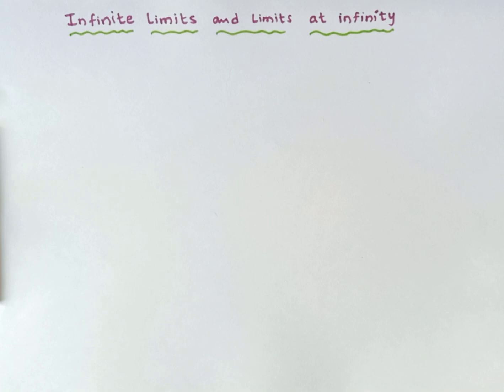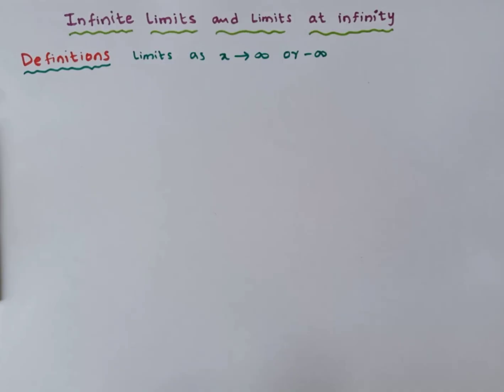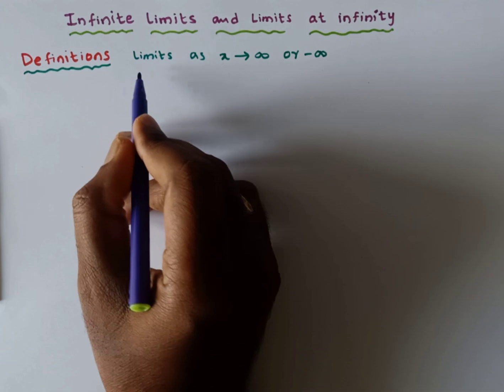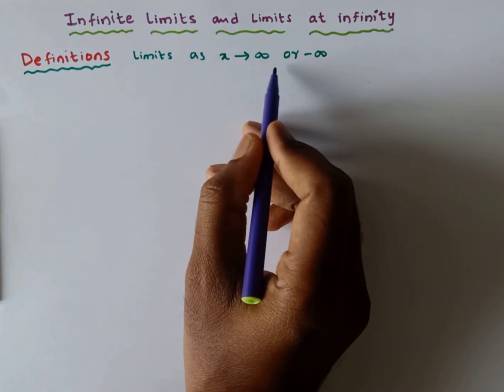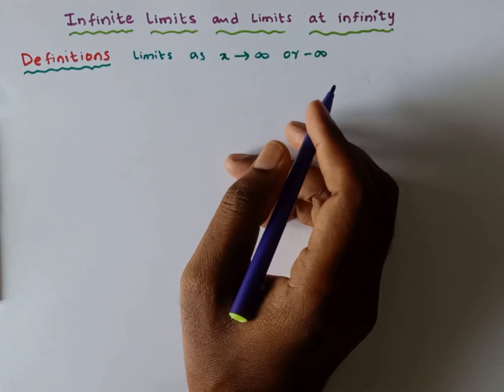So we will see the definitions one by one, as x approaches infinity or x approaches minus infinity. So first we will see these definitions. Later, we will see the infinite limits. So see the definitions for x approaching infinity or minus infinity.